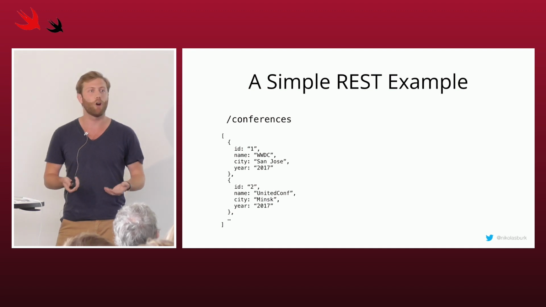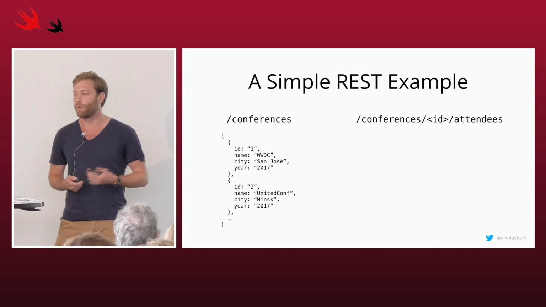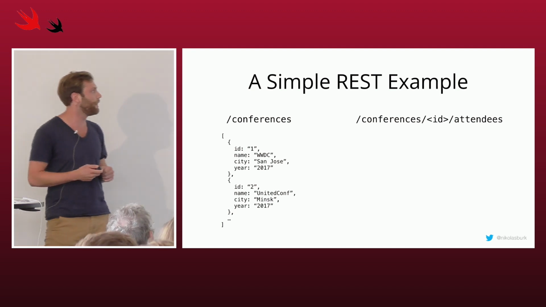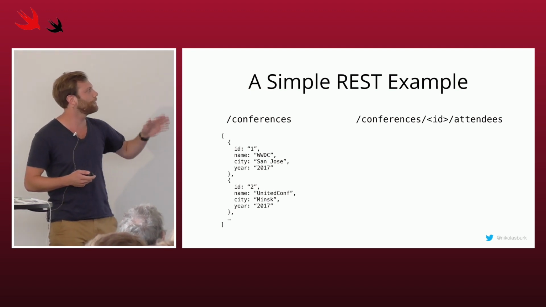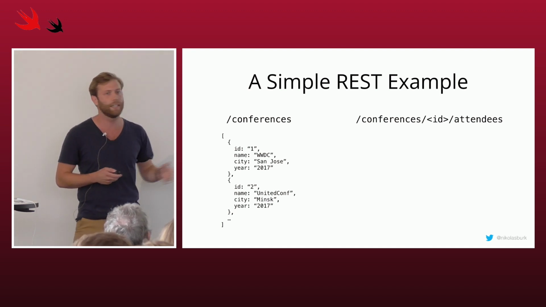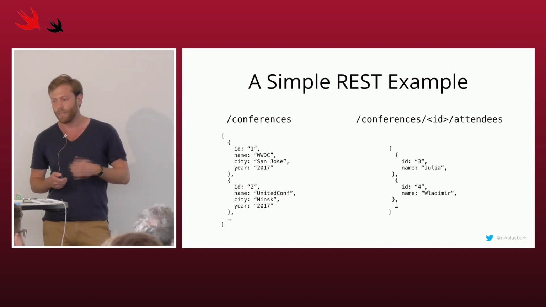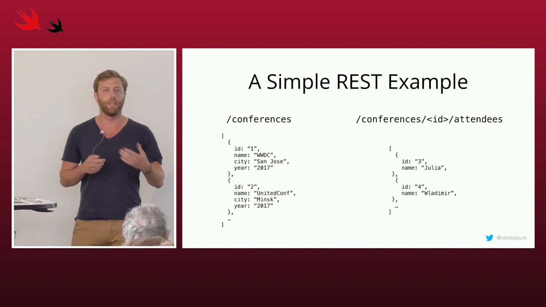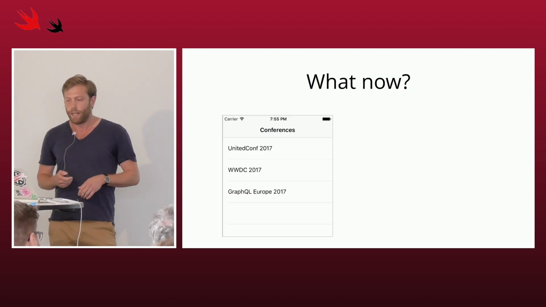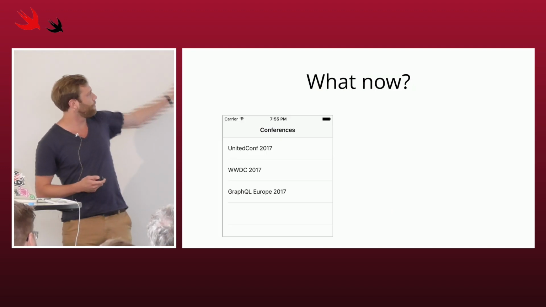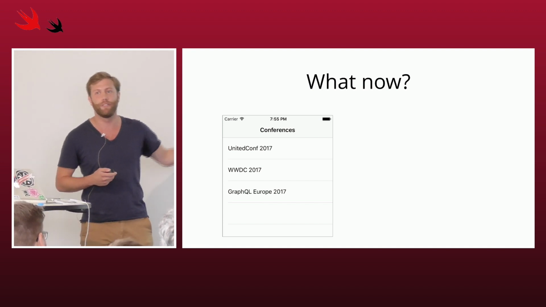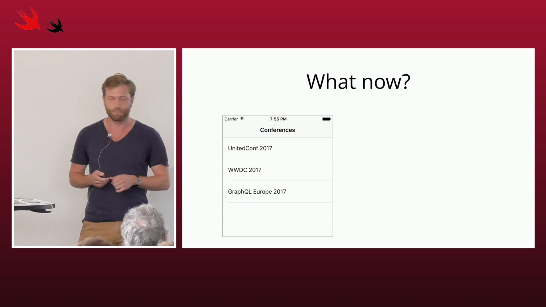So if we want to download all the attendees for a specific conference, we would have to access a REST endpoint that might look similar to this: /conferences, then the ID of the conference of which we want to download the attendees, and then /attendees. And this might just return the attendees that have been registered for this particular conference. All right, so now we have this view and we can perfectly render it with the /conferences endpoint because that gives us exactly the data that we need.